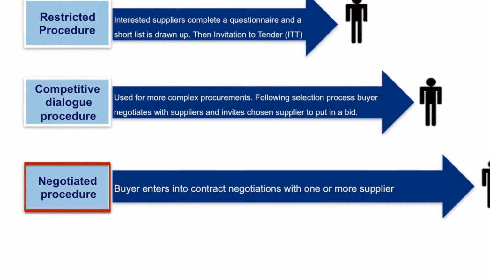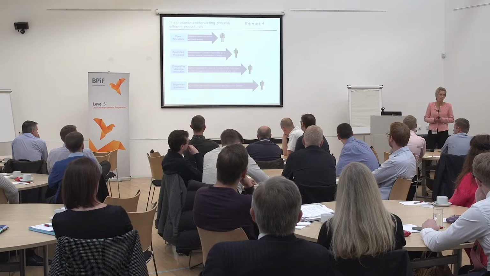And then negotiated procedure, where a buyer enters contract negotiations with a number of suppliers. So it could be 2 or 3 or 4 tenders that are all meeting the requirements, but because of the size and the nature of the contract, we want to negotiate with all 3 or 4. And it could be in that situation that we actually award to more than one supplier.